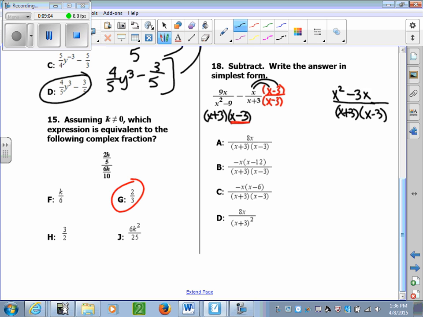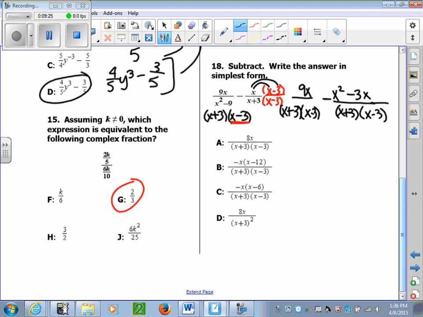Alright, my first fraction, I didn't change it any. I just factored the denominator, so it's not going to change. I'm just going to write it down. I have 9x over x plus 3, x minus 3. Alright, so now my denominators are the same. They match, so I can go ahead and add or subtract my numerators.